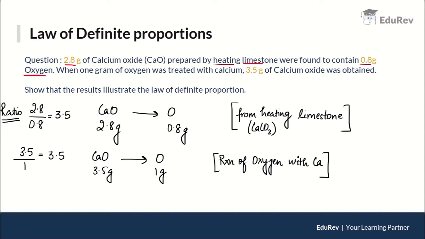When 1 gram of oxygen was treated with calcium, 3.5 gram of calcium oxide was obtained. Show that the result illustrates the law of definite proportion.